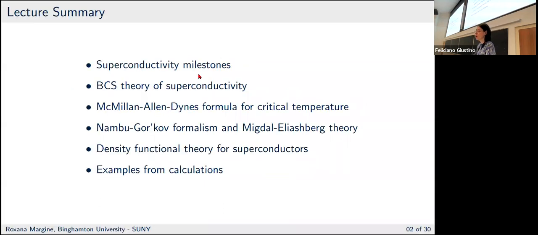I will give a brief overview of superconductivity milestones, both from the experimental point of view and the theoretical point of view. Then I will briefly describe the BCS theory and the Macmillan formula for critical temperature. The main part of my talk will be centered around the Migdal-Eliashberg formalism for superconductivity. Then, just briefly, I will mention another first principle method for calculating superconducting properties. And I will finish the talk with two recent examples of applications of EPW on some layered materials.